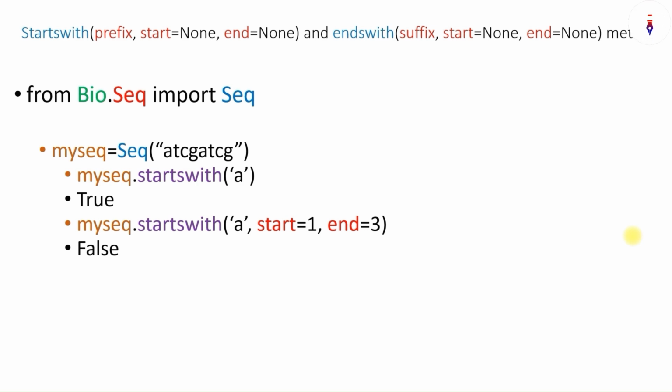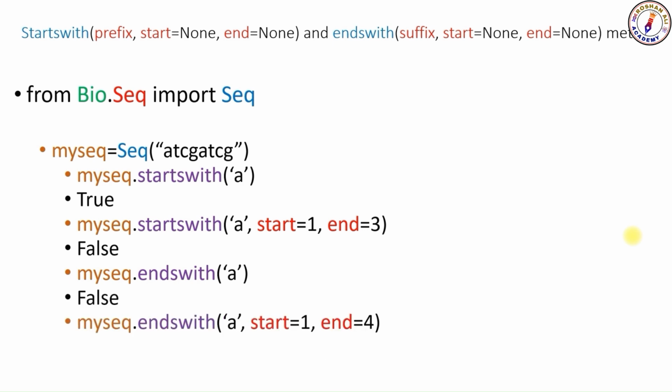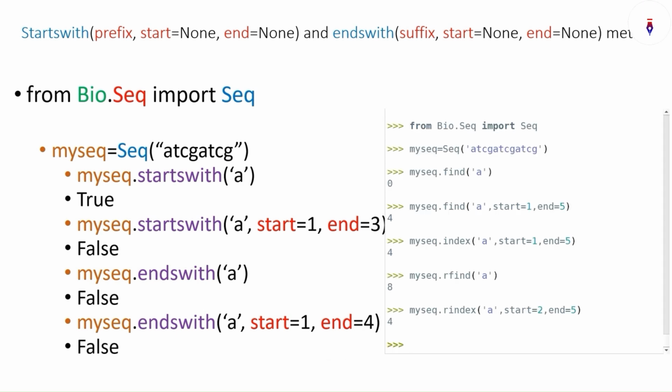Endswith will tell you whether a given sequence ends with a desired pattern or not. It means on the right side. For example, it says that the sequence doesn't end with the letter A. Also, if you set boundaries of 1 and 4, there too it doesn't end with the letter A. Now let's see the practical.